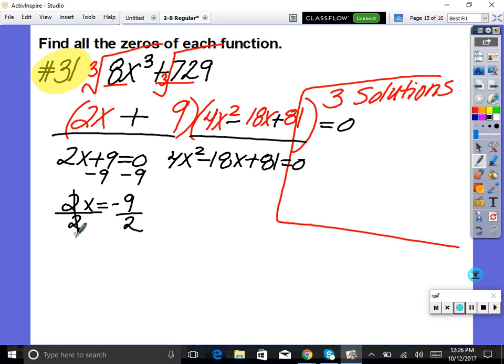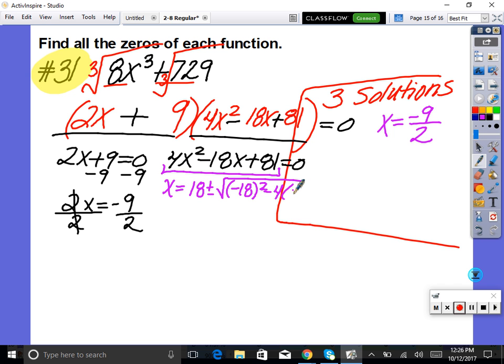We're just using algebra. So this would have been one of the possible rational solutions, but anyway, we're doing it the better way. So we have x is equal to negative 9/2. And now with this quadratic, it doesn't factor. We're going to need the quadratic formula. Here we go. x equals negative b plus and minus the square root of b squared minus 4 times a times c, all over 2 times a.